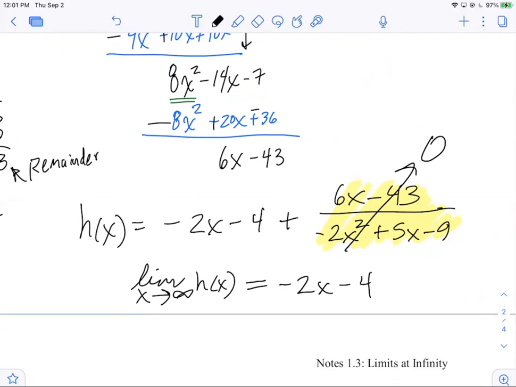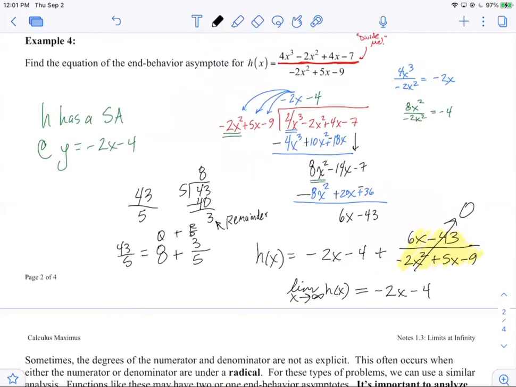In other words, h of x, which locally has all kinds of dashing characteristics, vertical asymptotes, holes, local maxes, local mins, increasing, decreasing, turn on the catwalk. Well, for huge values of x, you miss all that, and h of x literally becomes more and more like negative 2x minus 4.